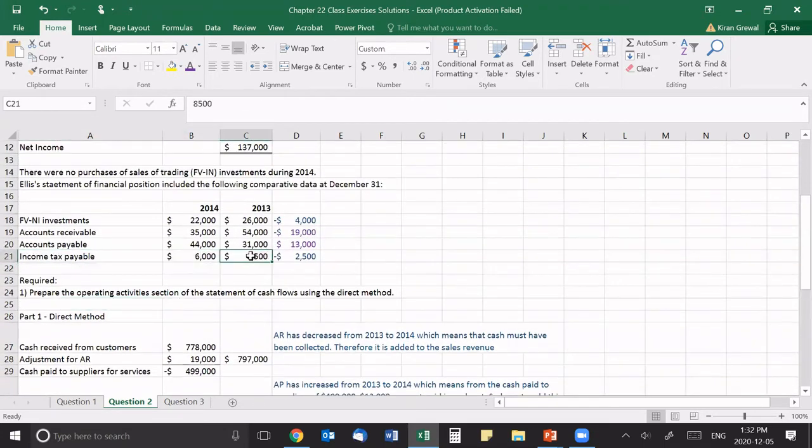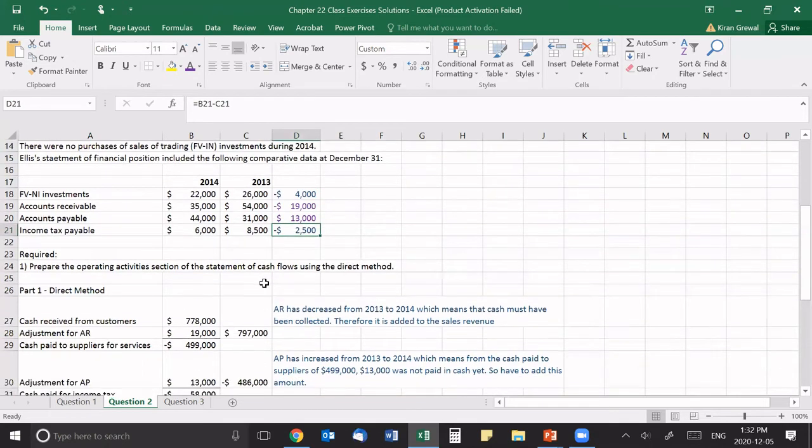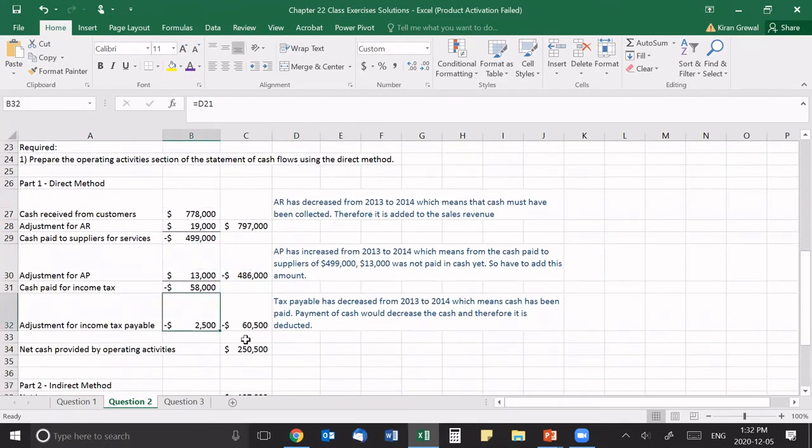And then we're going to adjust that for our income tax payable. So we went from 8,500 to 6,000 for income tax payable. If a payable amount has gone down, that means we paid cash. So the difference between those two amounts, the 2,500, we have to subtract from our cash flow statement. So subtract the 2,500. 58,000 is already a negative 58,000, plus a negative 2,500, gives us a negative 60,500.